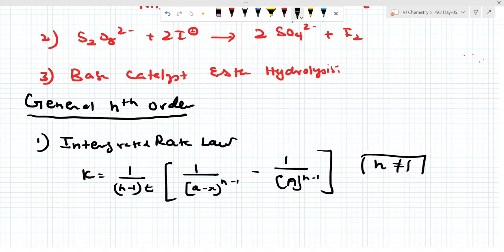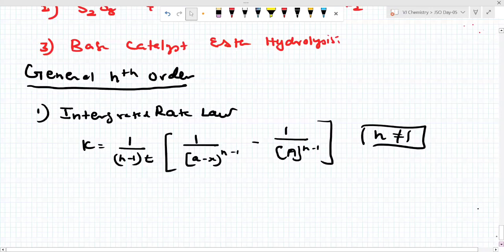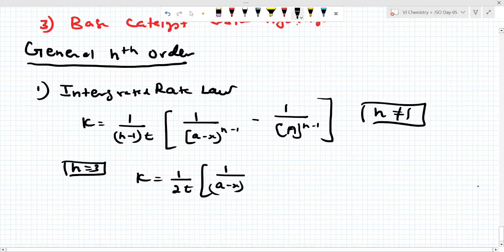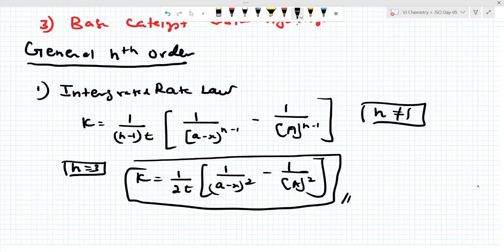n cannot be 1. n can be greater than 1. Listen, this equation does not apply to first order. Other than first order, you can apply. Zero order, second, third order. Now apply it to the third order reaction. Put n value equal to 3. Write the equation: k is equal to 1 by 2t, open bracket, 1 by (a minus x) power 3 minus 1, that is 2, minus 1 by a squared. This is the third order integrated rate law.